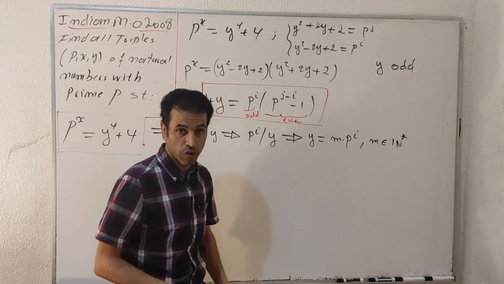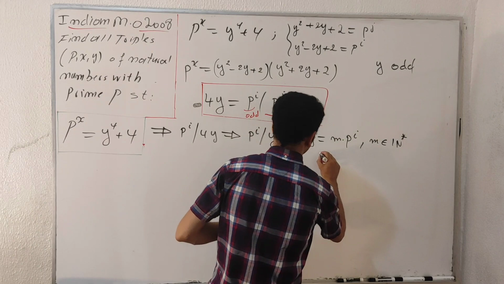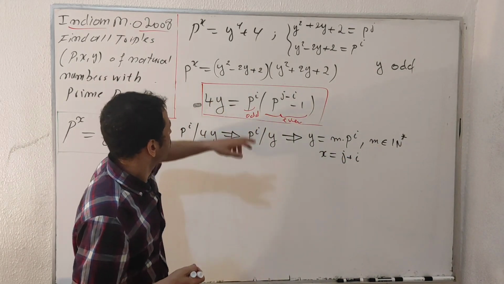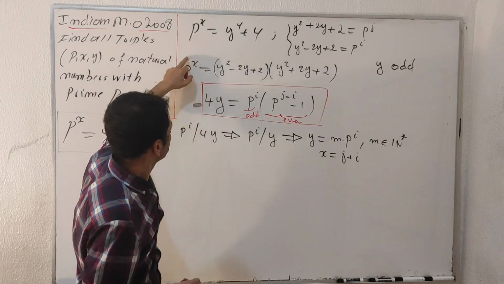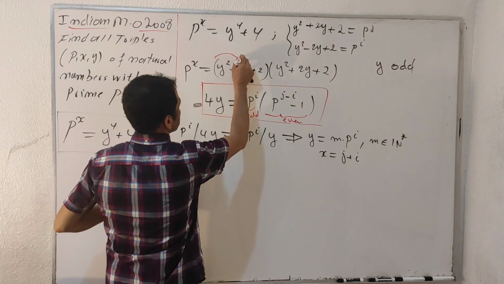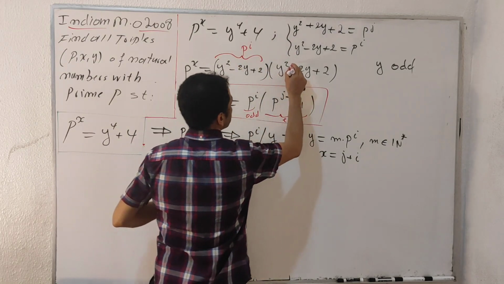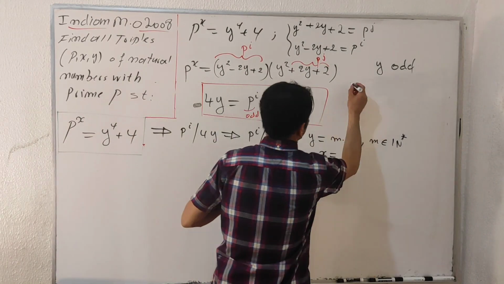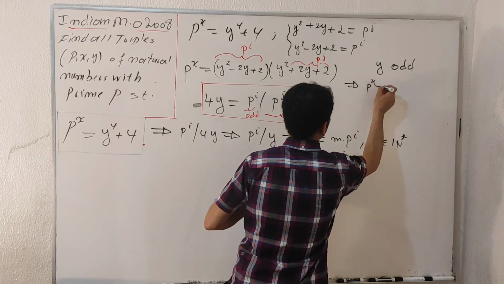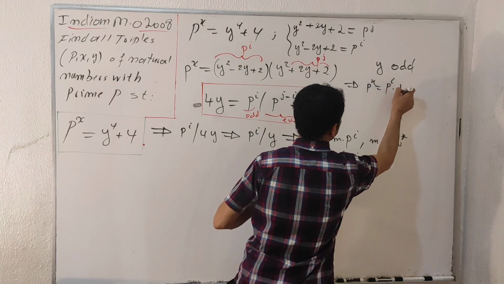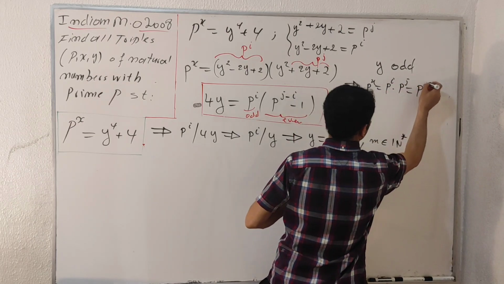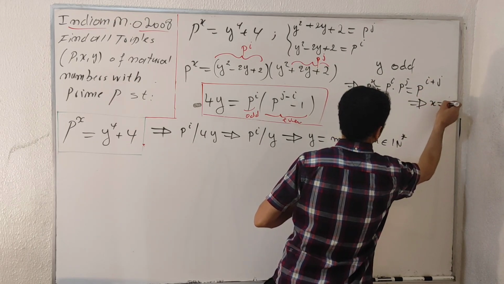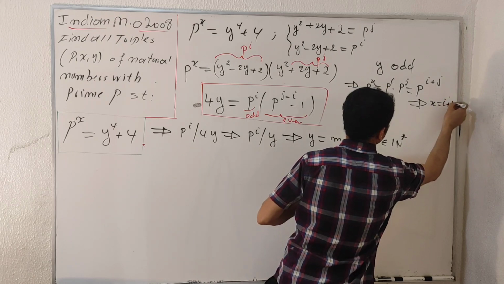Okay, the second piece of information: we know x equals j plus i, because this is the exponent x, p to the x. We know this term is p to the i, and we know this term is p to the j. So p to the x equals p to the i multiplied by p to the j, which equals p to the i plus j. So this tells us x equals i plus j.